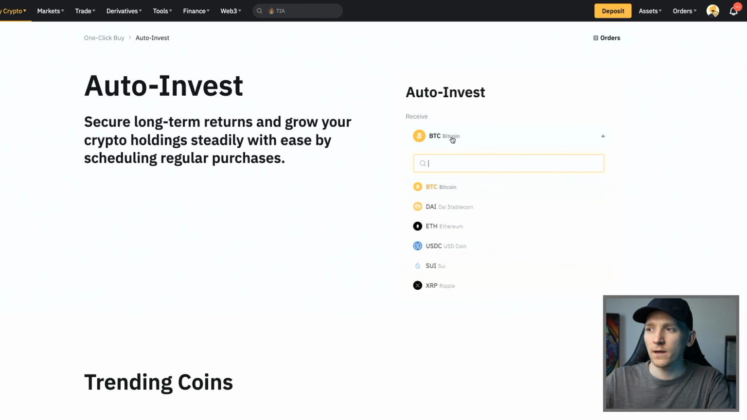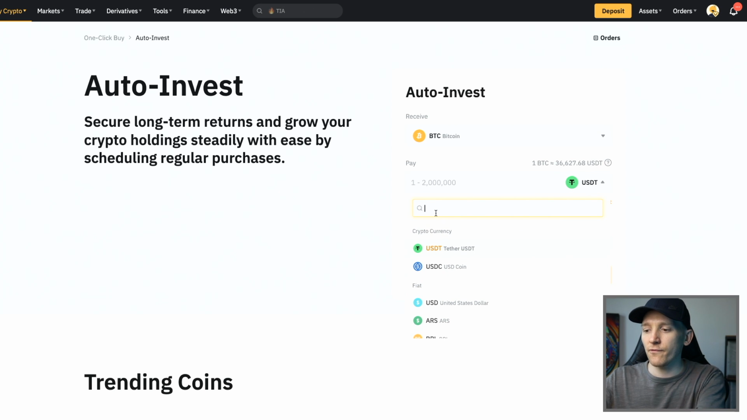So we're going to choose Bitcoin here, but you can click and dollar cost average into anything. And then you can actually choose fiat currencies. So down here, if I type in GBP, you can see that's there. Euro, is that there? US dollars, if you can get that on the platform. USD, that's there as well, right?